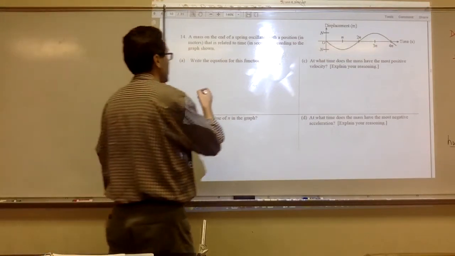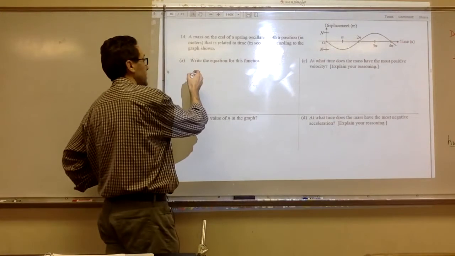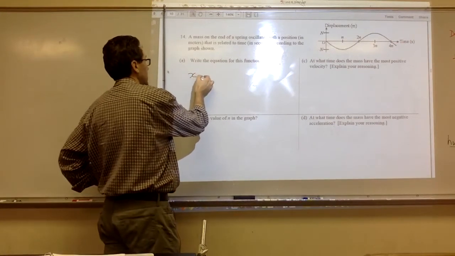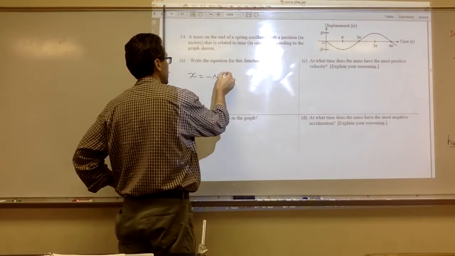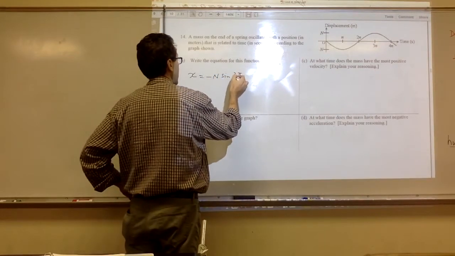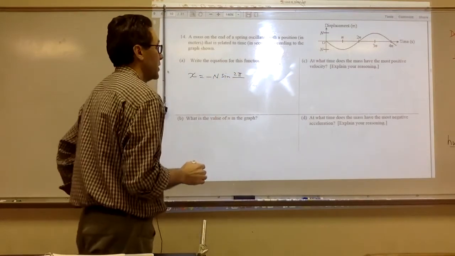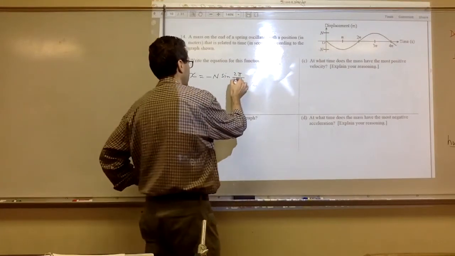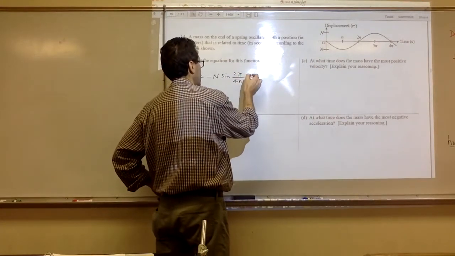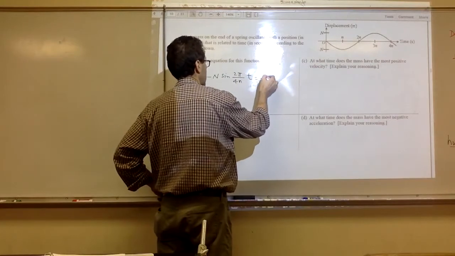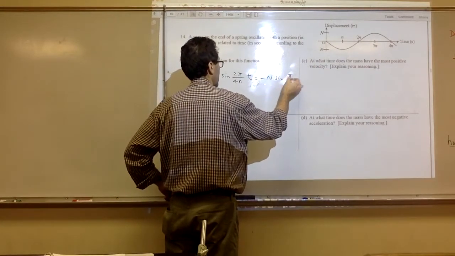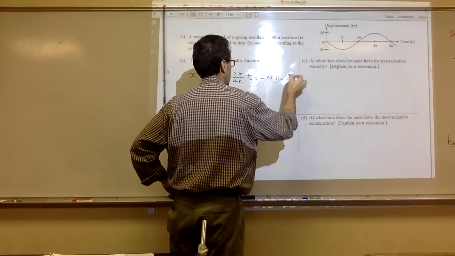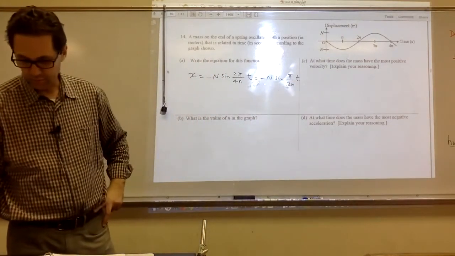Okay, so we're going to write the equation of this. Now, this is not a cosine function. This is more like a sine function, but it's flipped. So it's negative A sine of 2 pi over the period, which looks like it's 4n, times t. So if we clean this up a little bit, sine of pi over 2n times t. Let me see if that's what I have. Yep.